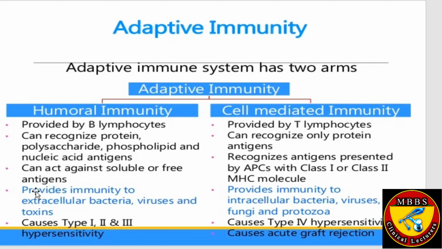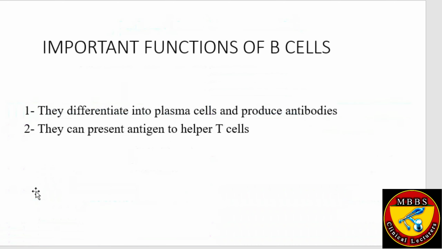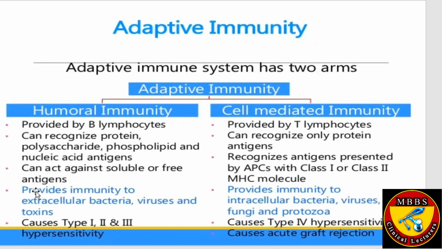And cell-mediated immunity causes type 4 hypersensitivity and acute graft rejection. So adaptive immunity is the type of immunity that the body develops during a lifetime, and it develops after exposure to antigen. It develops slowly compared to innate immunity, but it is specific and improves upon repeated exposure and has memory cells. That's why it provides long-term protection.